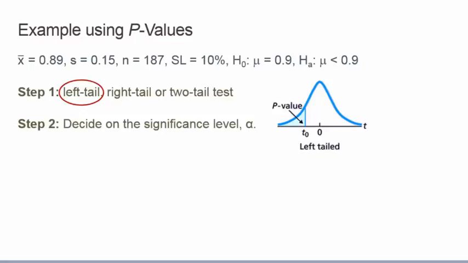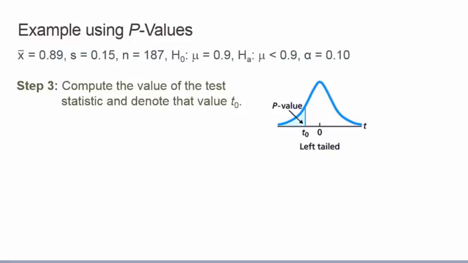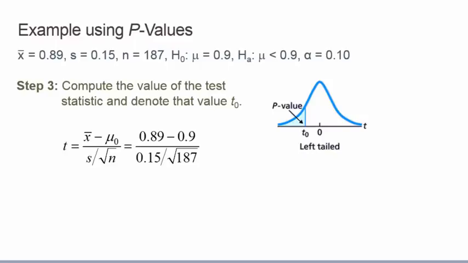Step 2, decide on the significance level alpha. Since our significance level is 10%, alpha is 0.10. Step 3, compute the value of the test statistic and denote that value T sub 0. Test statistic means formula. T equals X bar minus mu sub 0 divided by S divided by the square root of N. Substituting, we have 0.89 minus 0.9 divided by 0.15 divided by the square root of 187.